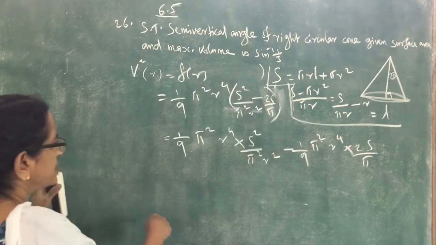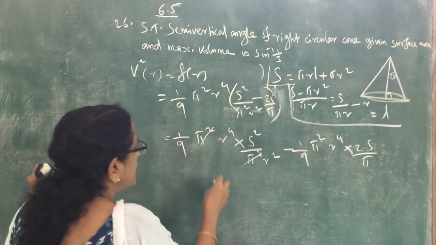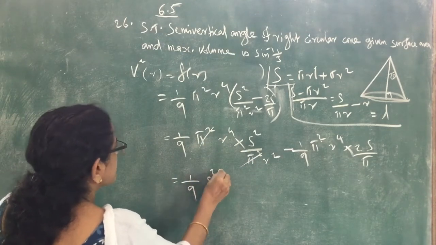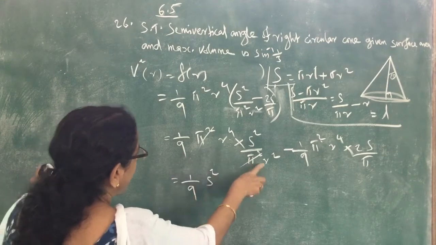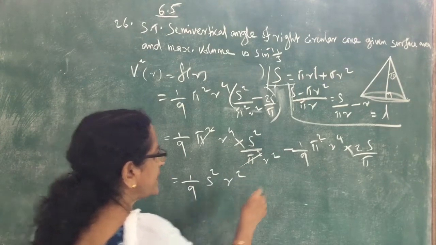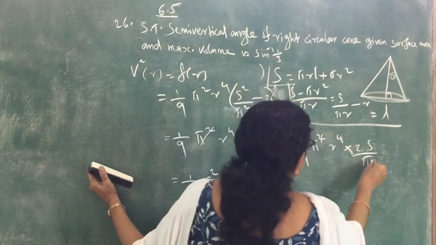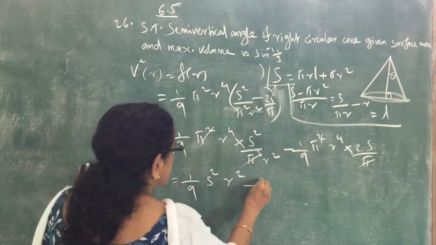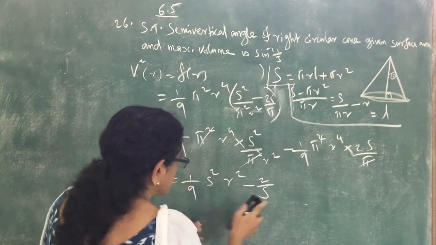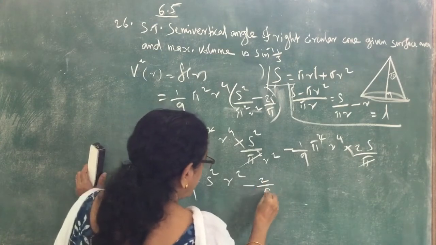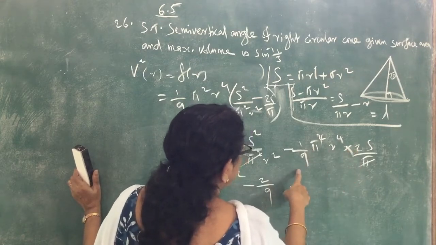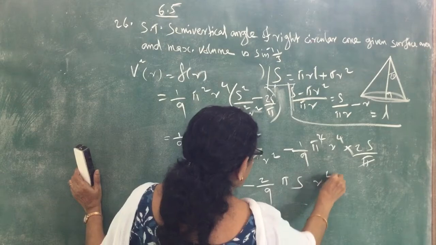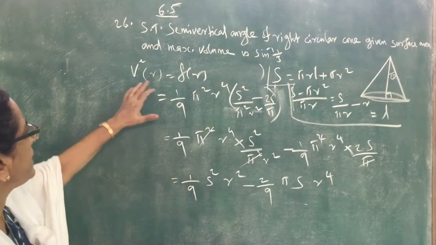Then we can simplify this. What we get, pi square cancels and R square also cancels. What we get is 1 by 9 into S square into R raised to 4 by R square. Then here one pi will be cancelled, and what is remaining is minus 2 by 9 pi S into R raised to 4. So that is F of R.